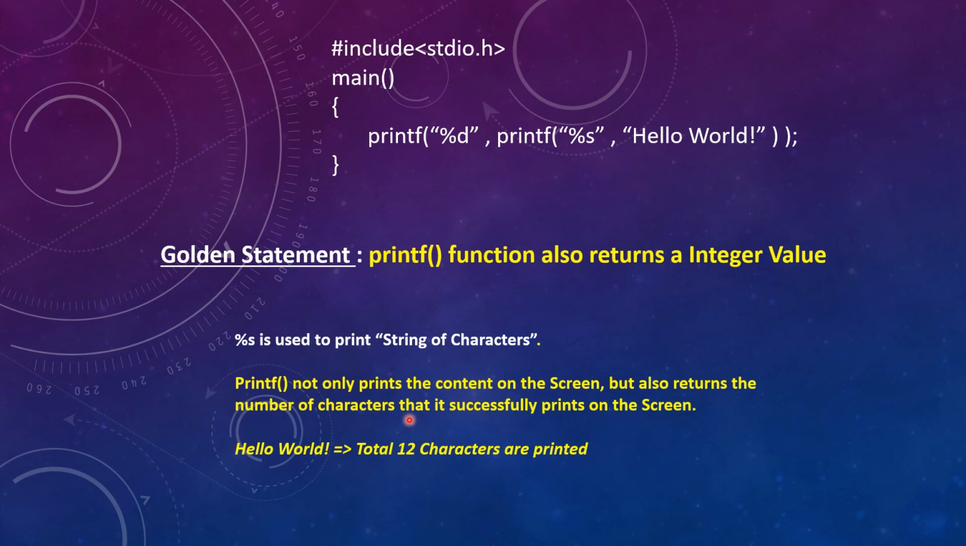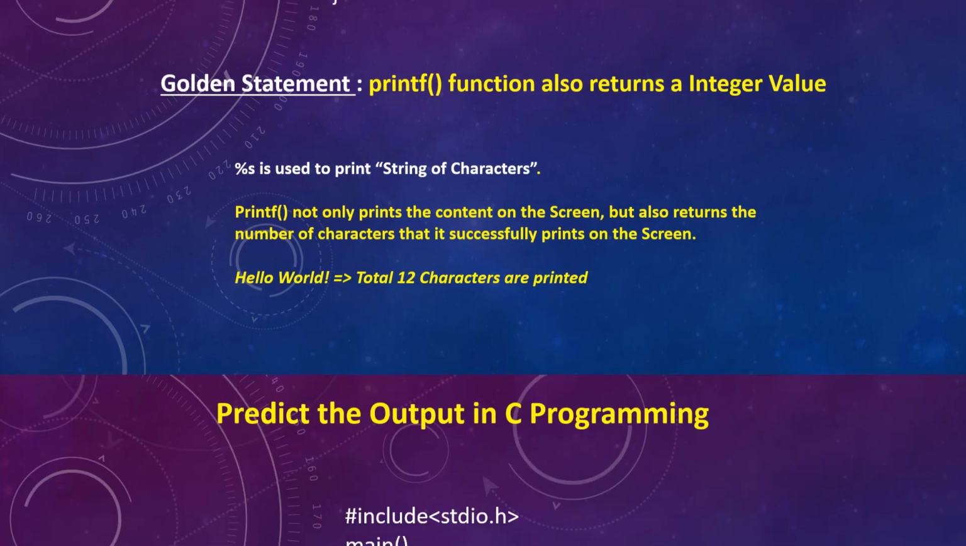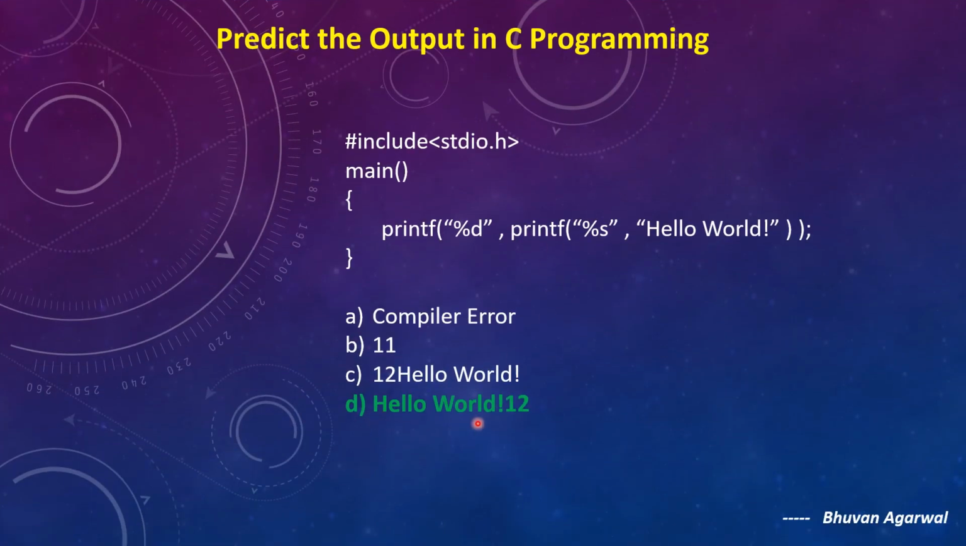So remember this word. Hello world, you count this, total 12 characters are printed. So first hello world is printed, then 12 is printed. As we can see, hello world is printed first, then 12 is printed. So this is the correct answer. I hope you all got this concept.